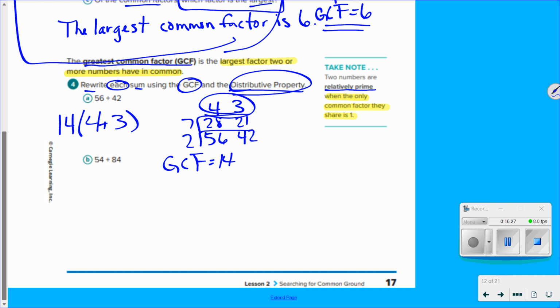Let's check it. Let's use a distributive property, see if this actually works. So distributive property means I'm going to multiply each of these by 14, right? 14 times 4 gives me 56, plus 14 times 3 gives me 42. Did I get back to where I started?